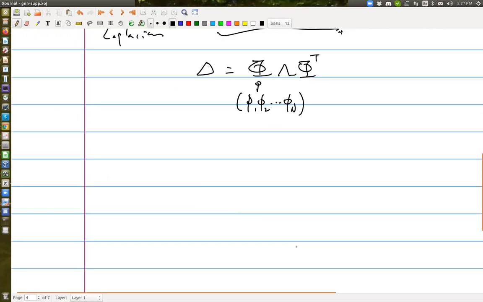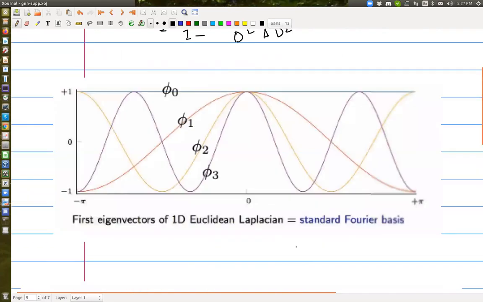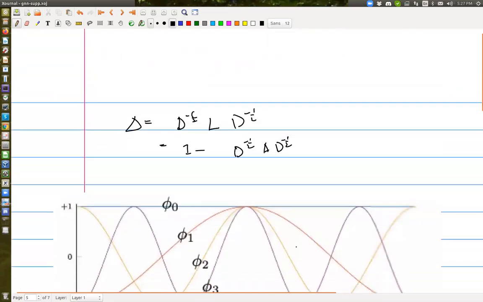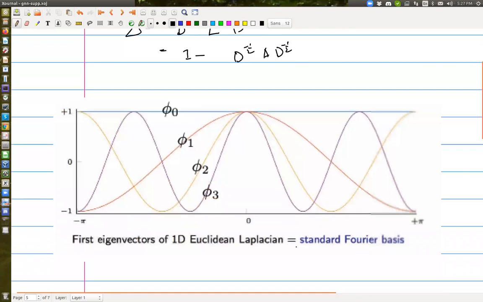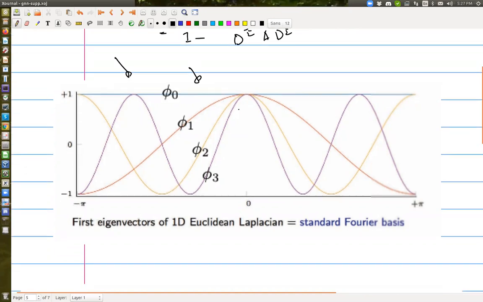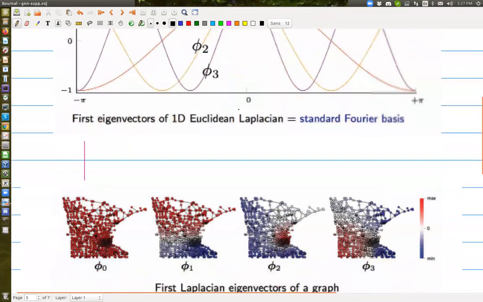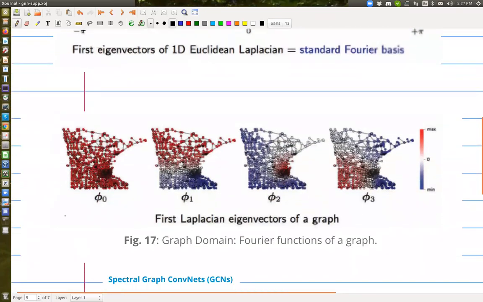Now, you can look at the basis here, to illustrate this normalized Laplacian eigenvector. Of course, for 1D, as I mentioned, it degenerates back to the Fourier basis, right? It's just a sinusoidal function. But for a graph, you can look at the eigenbasis here. It's kind of interesting also. So the eigenbasis, or the Fourier basis, will be something like this if you use the normalized Laplacian.